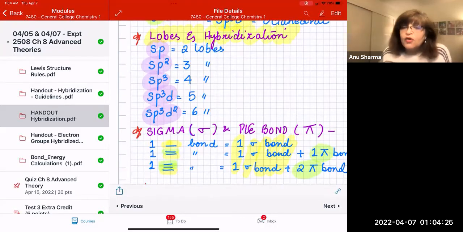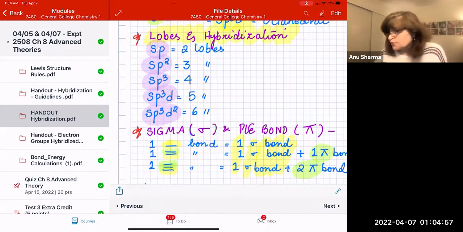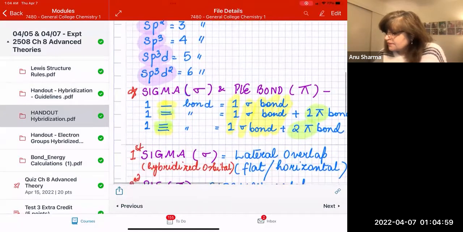So the specific orbitals: one s and one p, when they mix, they make sp hybridized orbitals, and so we show that as 2 lobes. If one s and 2 p orbitals mix, 3 lobes. If one s and 3 p's mix, 4 lobes. If one s, 3 p's, and 1 d orbital mix, 5 lobes. If one s, 3 p's, and 2 d's mix, then it is 6 lobes. Okay, so that's the deal with the lobes.